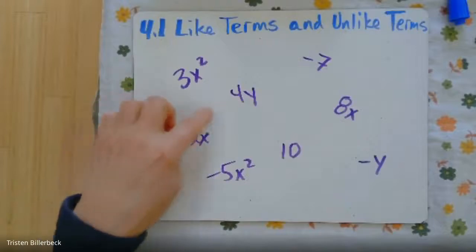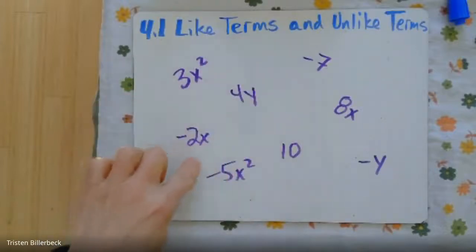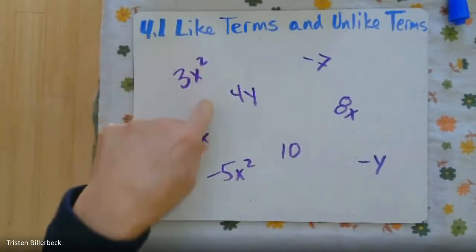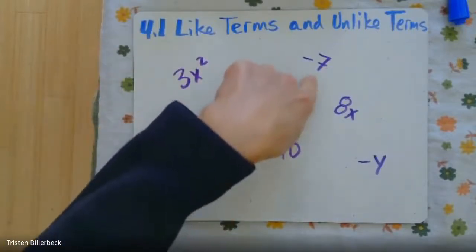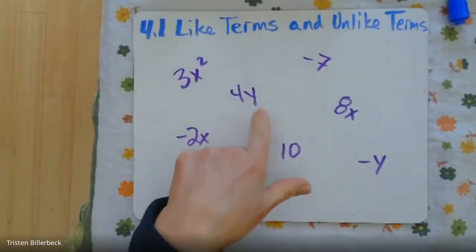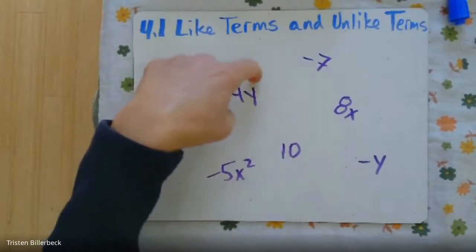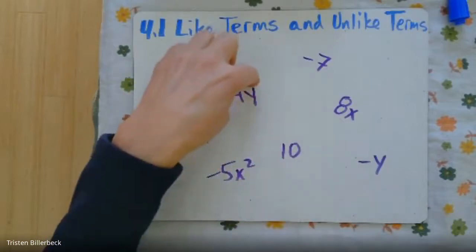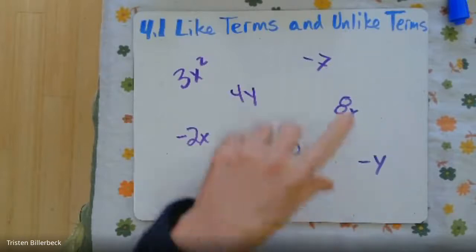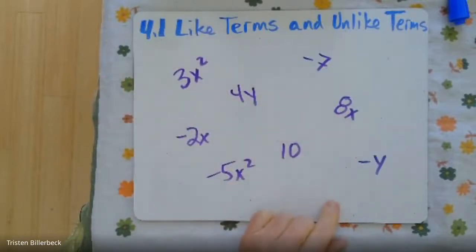So these are all examples of terms. We can have terms with variables with an exponent of 2, or we can have a constant term, or we can have a term with a variable to the degree of 1. We usually don't write a 1 there, but there's a 1 for an exponent. So there's a lot of different ways to write terms.